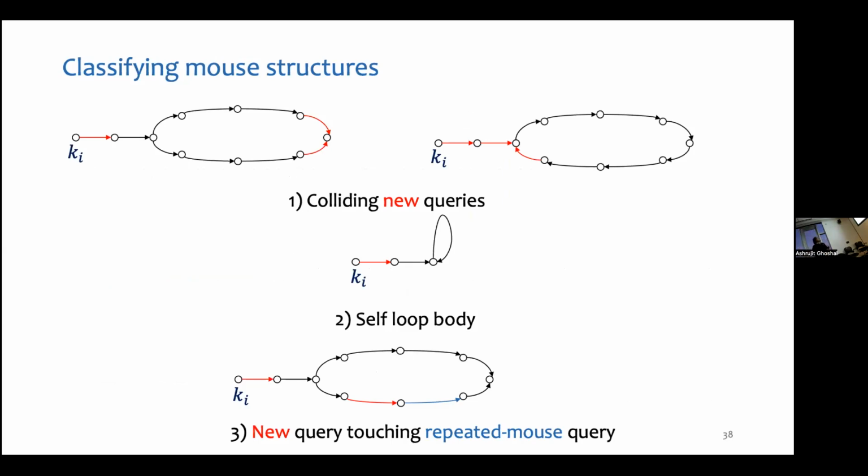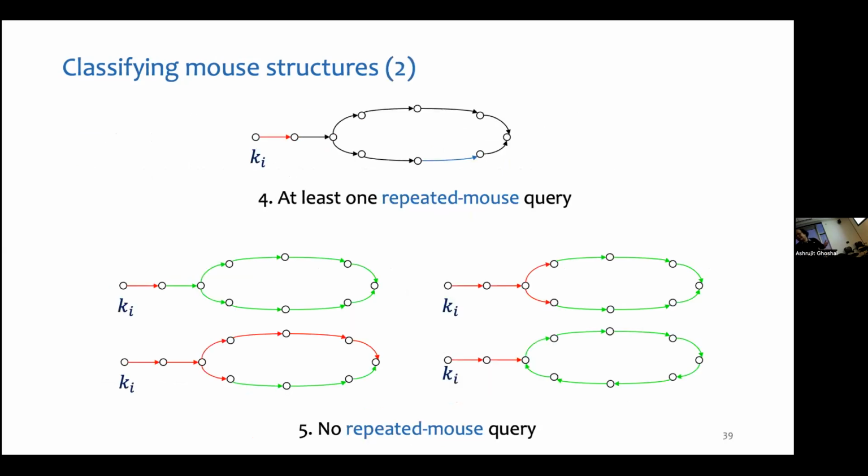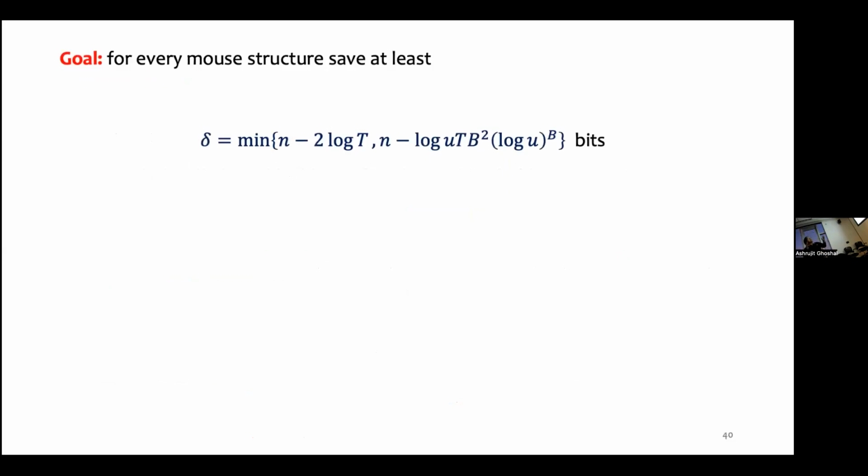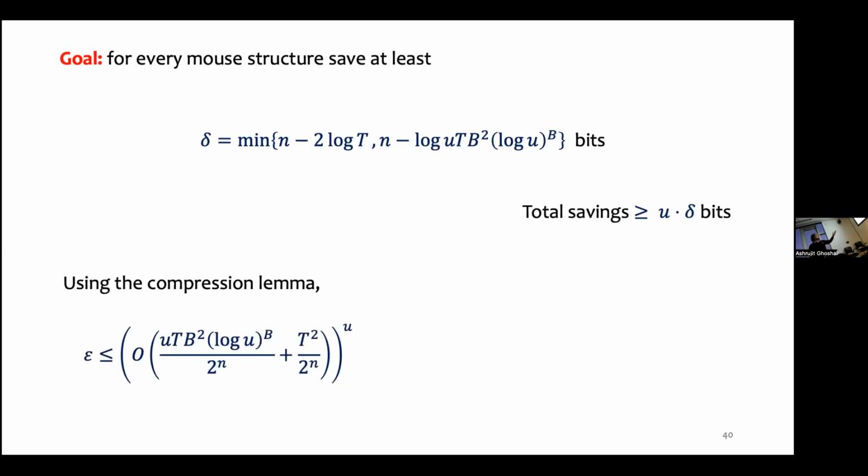So now we can classify mouse structures into different types. For example, they have some colliding new queries, the body of the structure is a self loop, and so on. We can exhaustively classify them into these types. The goal is to save a minimum number of bits for all these mouse structures to get that complicated looking bound that I showed you, because once we get this amount of savings, adding it all up and applying the compression lemma gives us our desired bound.